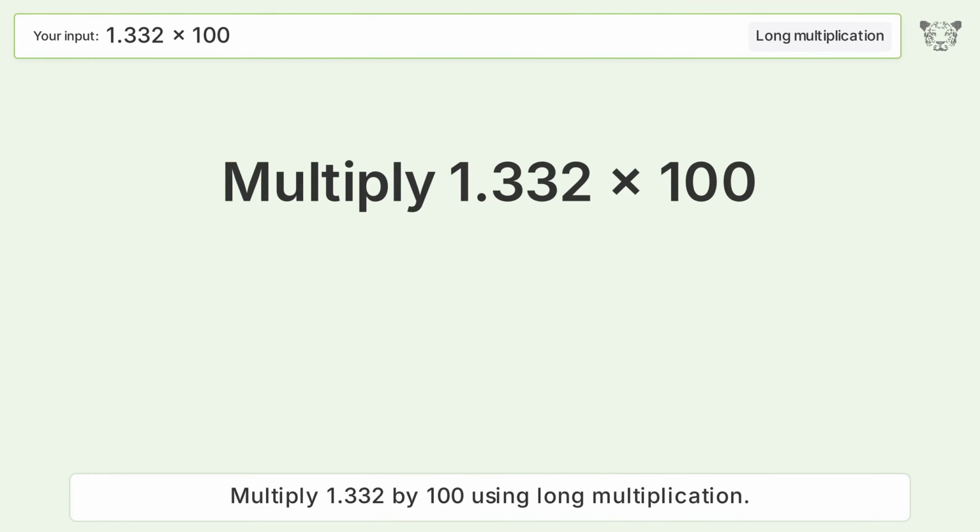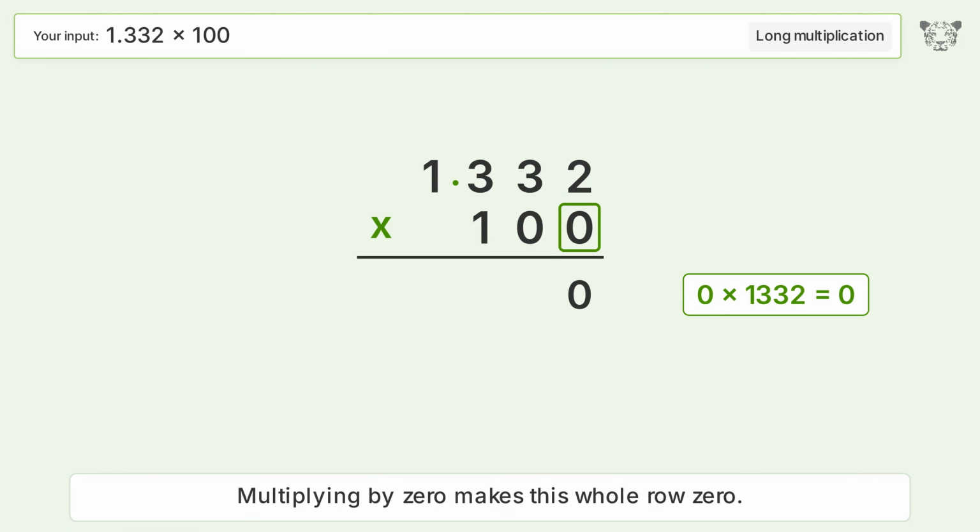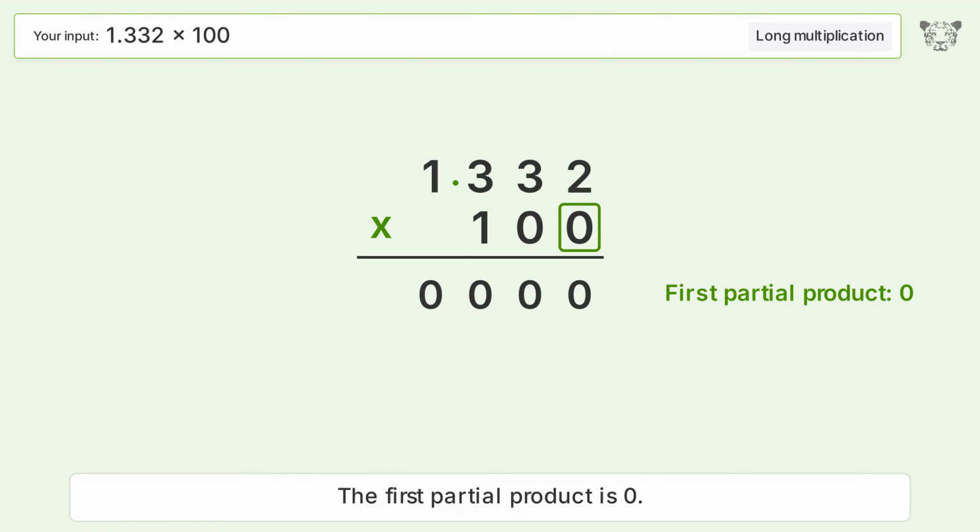Multiply 1.332 by 100 using long multiplication. Start with the ones digit, 0. Multiplying by 0 makes this whole row 0. The first partial product is 0.